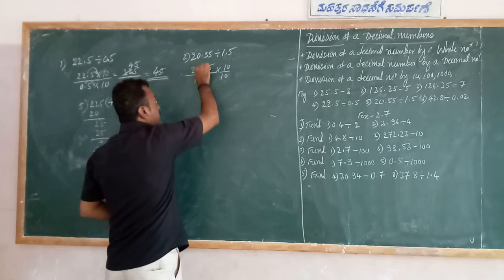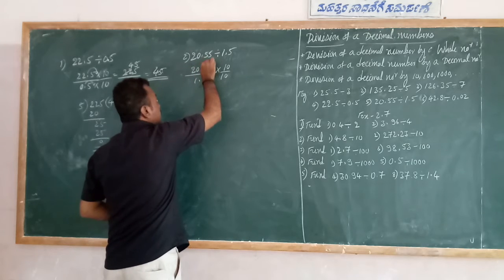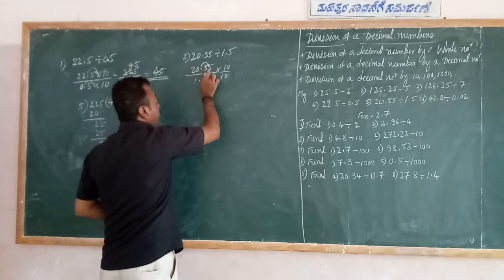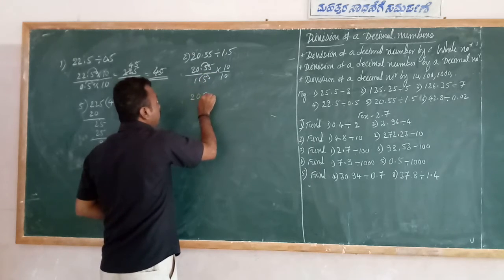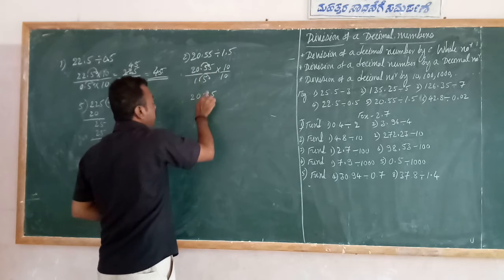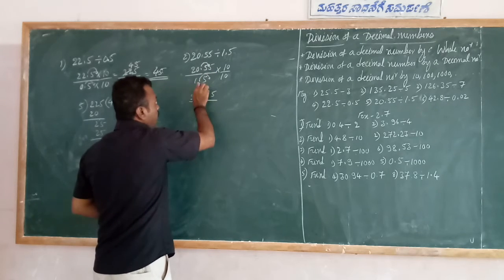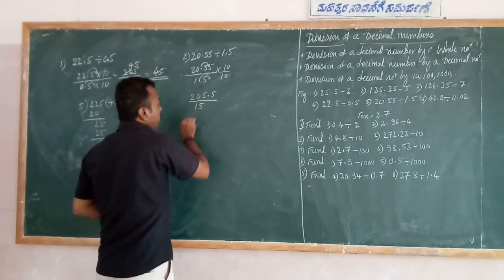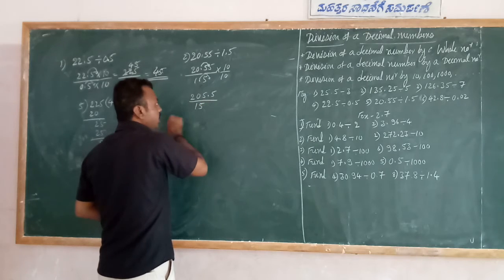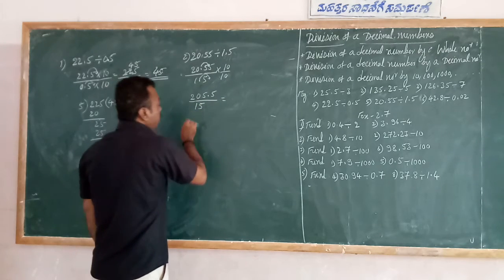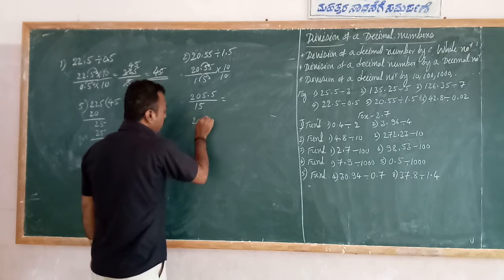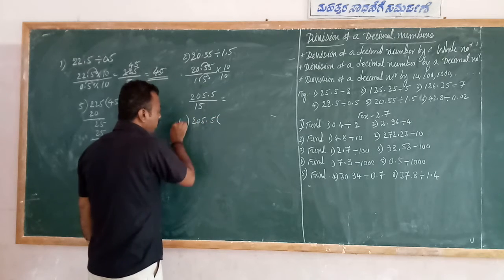Now the point is shifted one digit. It will come in between 5 and 5. Here the point goes to after 5. It becomes 205.5. The point comes to here. So now the point is shifted to the right side. It becomes 15.0, which is nothing but 15. Now we have to divide 205.5 divided by 15.